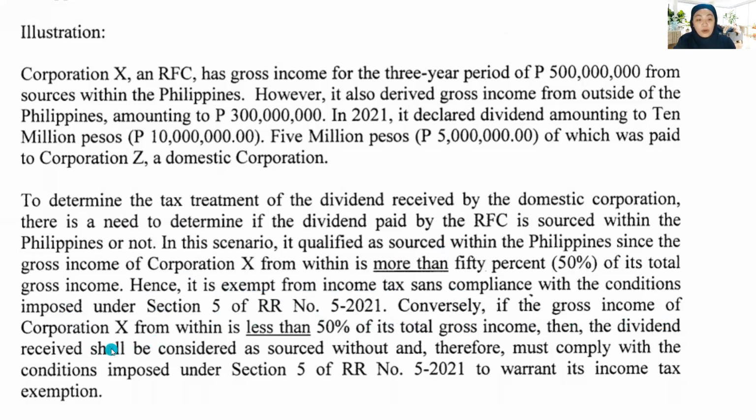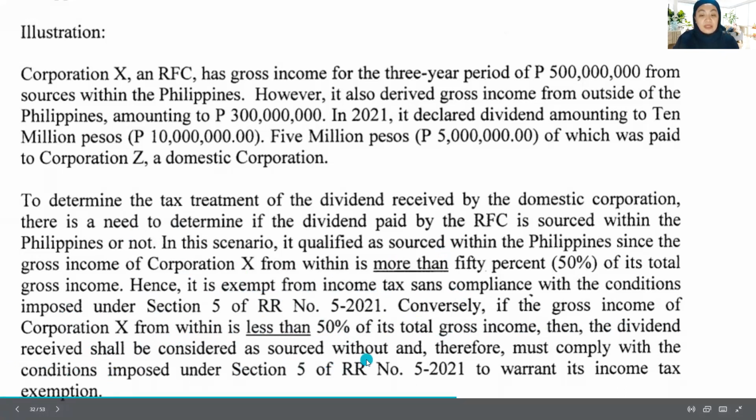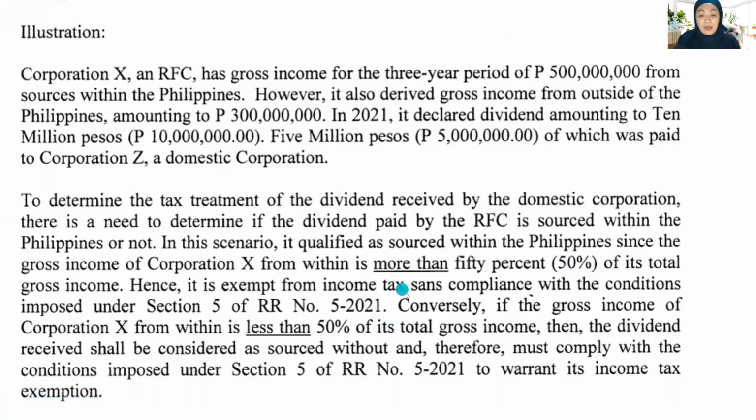Conversely, if the gross income of Corporation X from within is less than 50% of its total gross income, then the dividend received shall be considered as sourced outside and therefore must comply with the condition imposed under Section 5 of the Revenue Regulation. So plain and simple, no need to comply with the three requirements, not the investment, 20% and 2 years, if the dividend income is deemed sourced within, because the resident foreign corporation has earned more than 50% of its income from the Philippines.